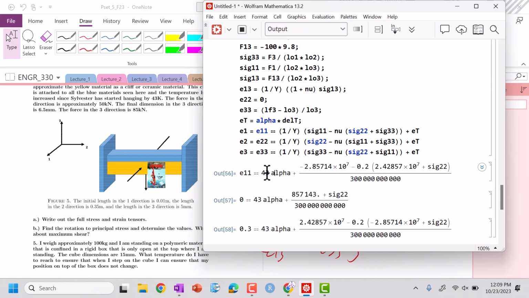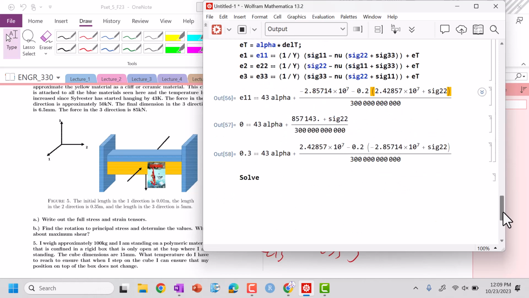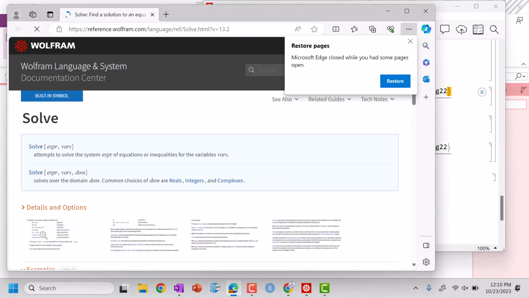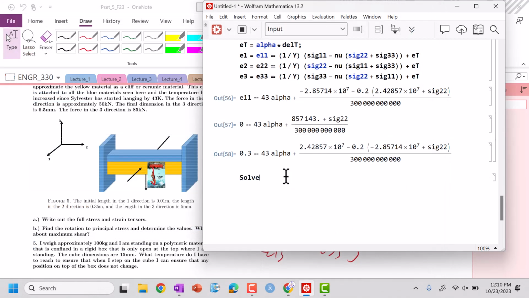So we have 1, 2, 3 unknowns. Excellent. So solve. Oh no, it's going to take me away from you all into Mathematica land. E1, E2, E3.